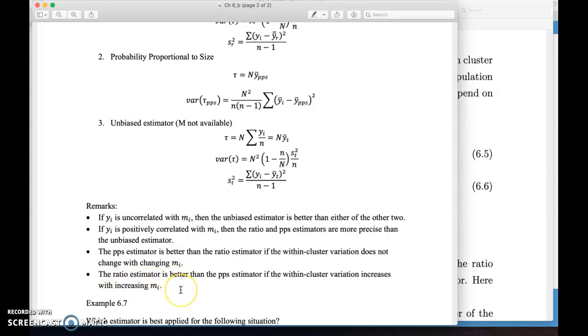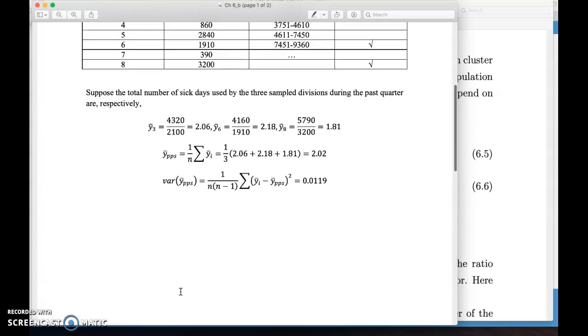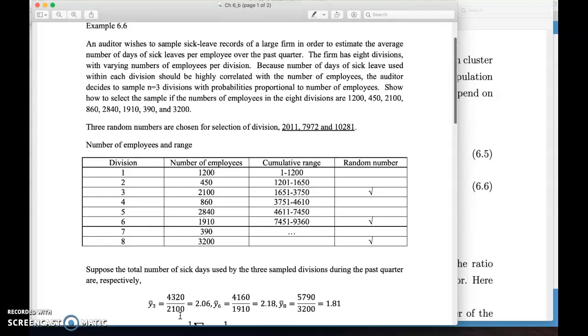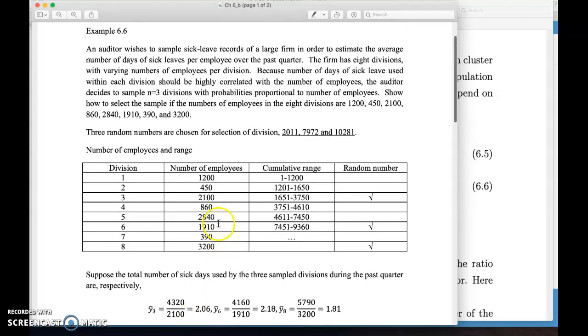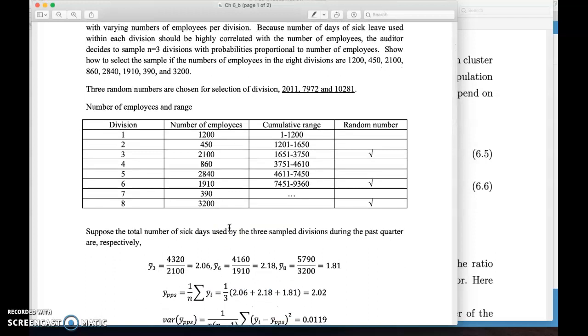Okay, so if we look back at our example 6.6, we can see that the size of the cluster matters. First of all, we think that the unbiased estimator is not applicable in this example. And then we see that if the cluster size increases, yi does not necessarily increase in the same direction.